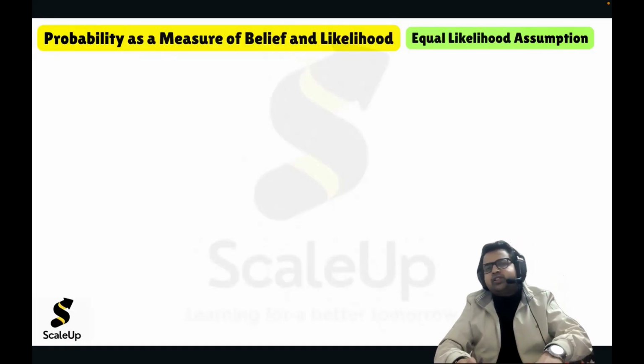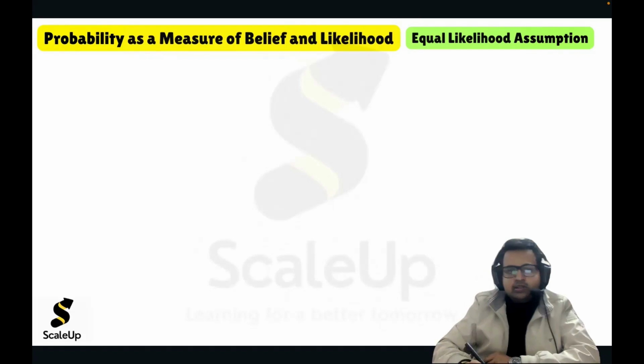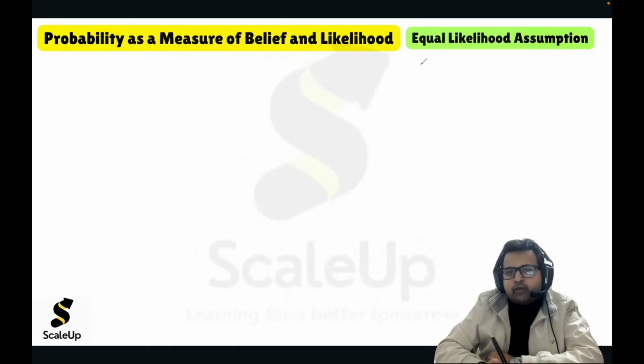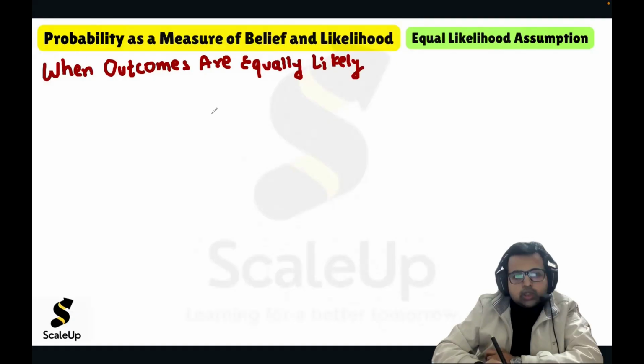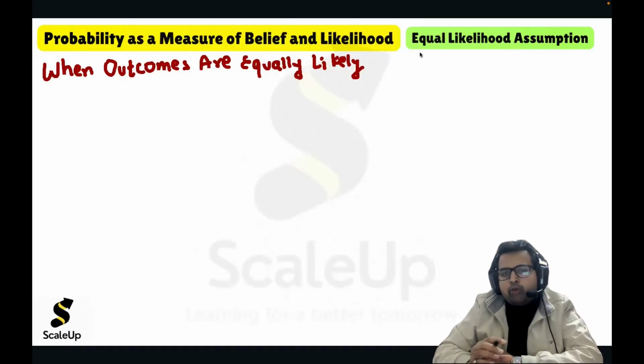Okay, now we'll look into the next topic of this lecture, that is the equal likelihood assumption. Now let us see what this equal likelihood assumption is. So first, let us understand the meaning of equal likelihood. When outcomes are equally likely, what is meant by that? It means the probability of all possible outcomes will be the same. I'll give you an example, it will give you more clarity.